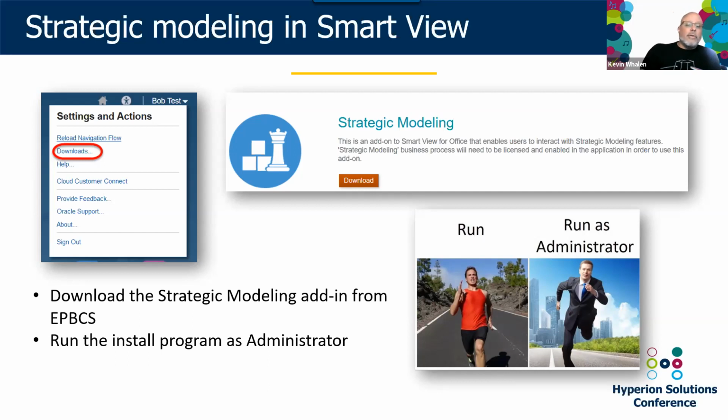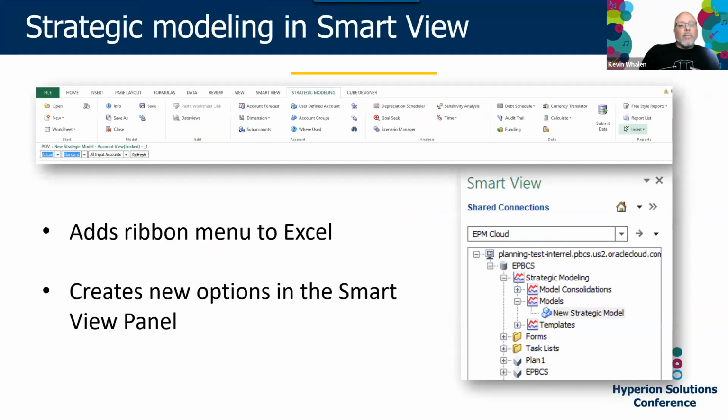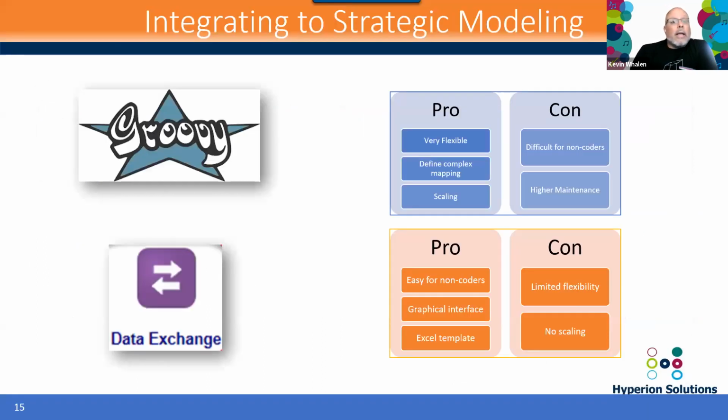You'll also need to have SmartView installed before you can install strategic modeling. But once you do that, you're going to get this new ribbon on your Excel. It's just going to be right there next to SmartView, and it's going to give you these different menu options up at the top. And then when you open up your SmartView panel, you'll also see strategic modeling there with the forms and the different cubes. So when I talked about the integrating, it doesn't just have to live on its own.